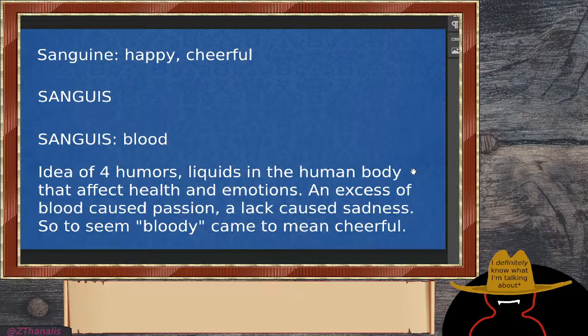But specifically, blood was considered to be the passionate humor. And if you had too much of it, you might be angry, or you might be very happy, laughing until you're red in the face. So it's just passion, strong emotion. And if you had too much of it, whether by drinking, you could be very happy, or you could be very, very angry. But if you had too little of the blood, then you would be sad.